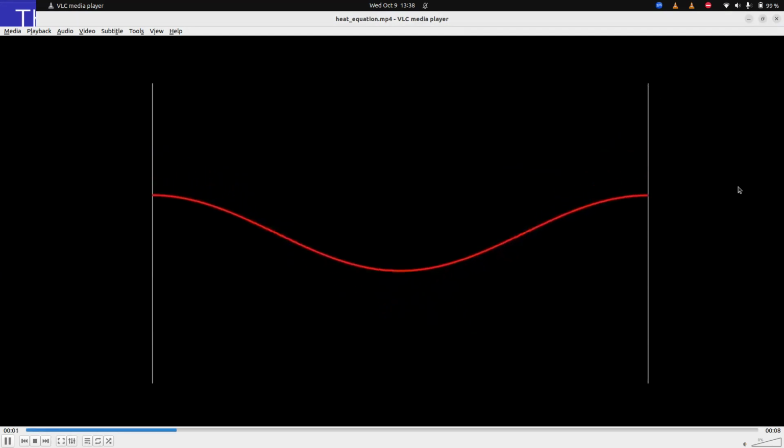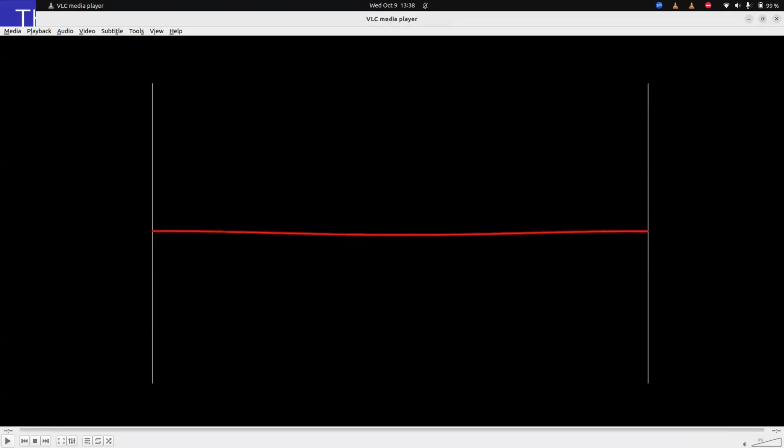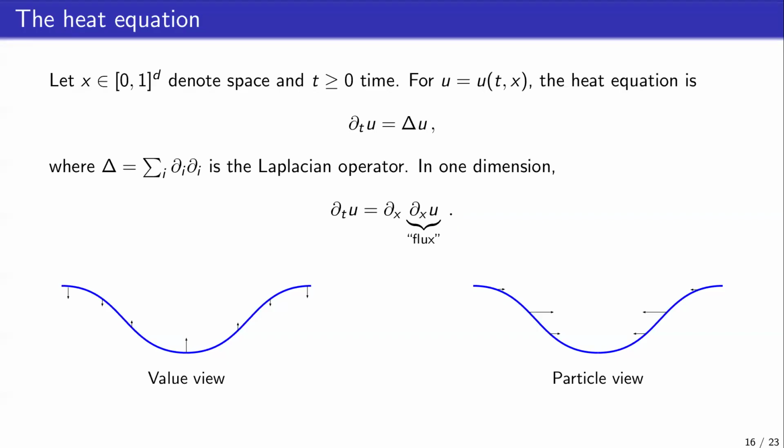And this is what happens if you let it run. It just converges to the average temperature over time, okay? So the regions that are too hot go colder, the regions that are too cold grow hotter. So this is what the equation does. And here I have a pictorial view of it. And one thing I want to hint at this point is that this inner derivative dx of U here, you should think of it as the flux or the momentum or like the flow of particles at a certain point.